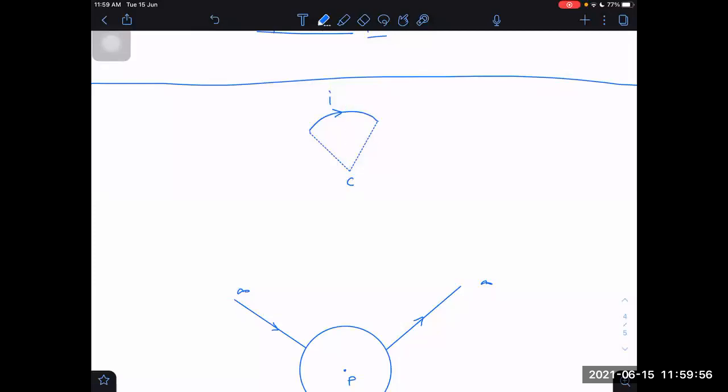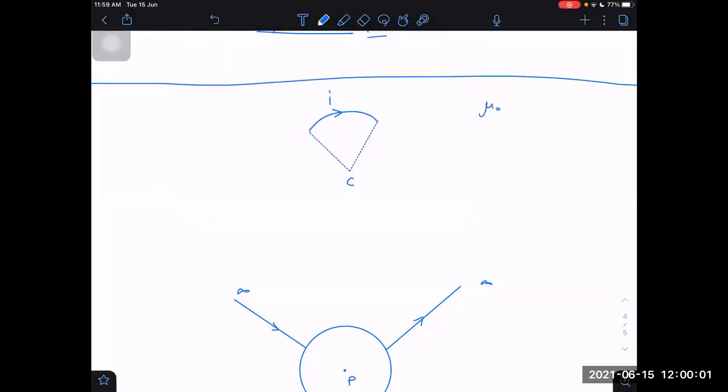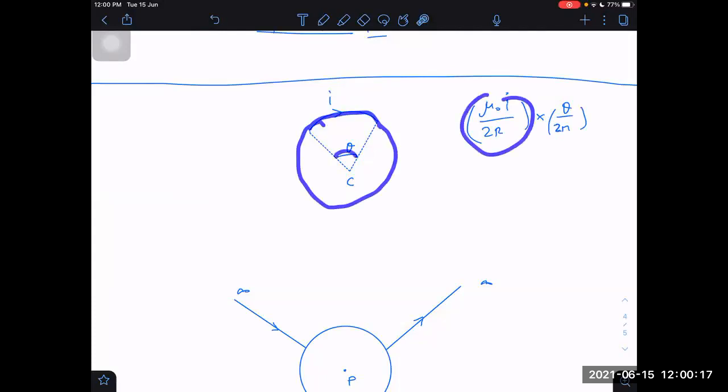No, wait. You know what is the field due to the total circle? For the total circle, it is mu naught into I by 2r. Don't you think that if this angle is theta, then the contribution of this will be theta by 2 pi times? What fractional contribution will this have? If the total circle has this, then this will obviously have theta by 2 pi times. Directly also we can say mu naught I by 2r into theta by 2 pi.